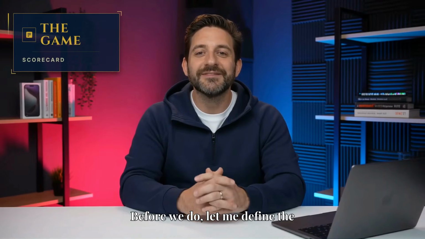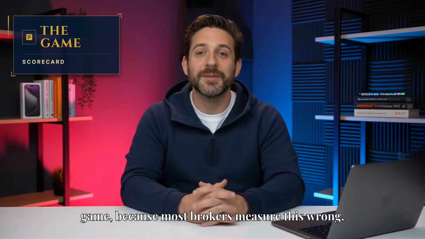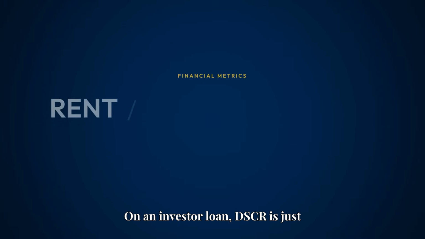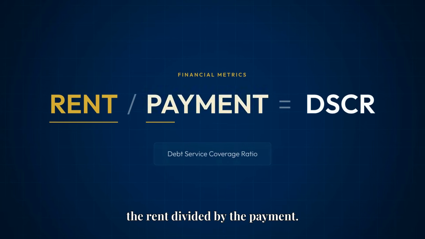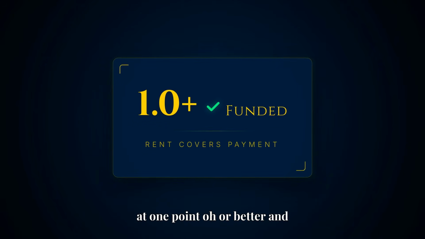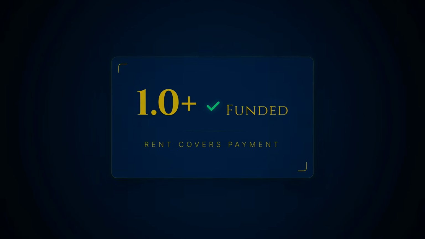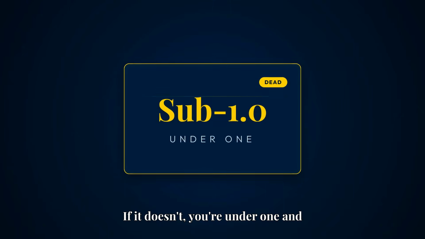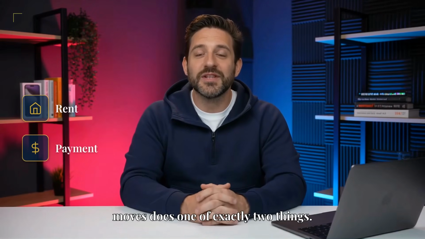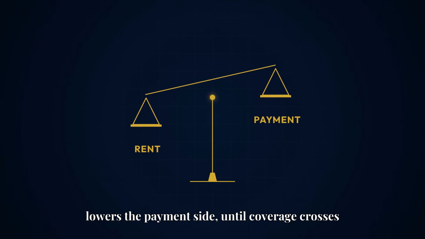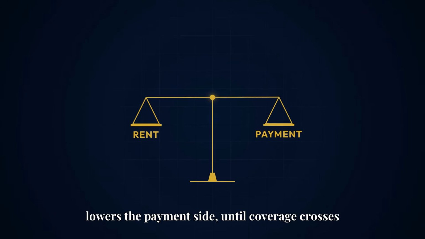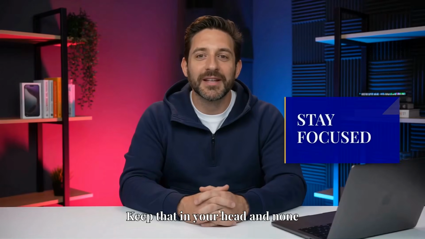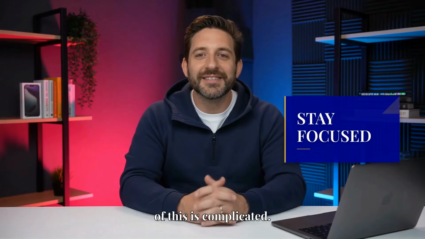Before we do, let me define the game, because most brokers measure this wrong. On an investor loan, DSCR is just the rent divided by the payment. If the rent covers the payment, you're at 1.0 or better, and the deal funds. If it doesn't, you're under 1, and the deal is, quote, dead. So every single one of these 6 moves does one of exactly 2 things. It lifts the rent side, or it lowers the payment side until coverage crosses 1.0. That's the whole game. Keep that in your head, and none of this is complicated.